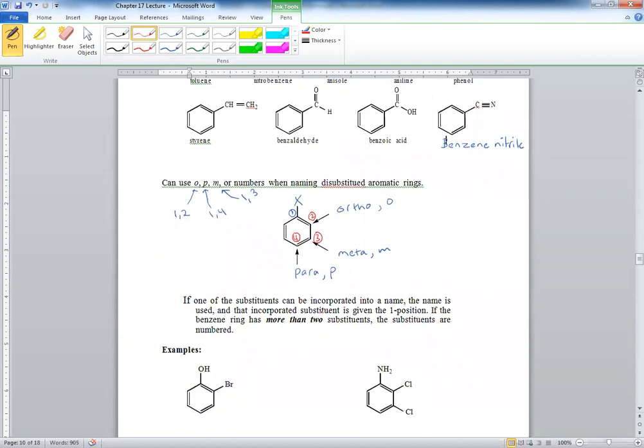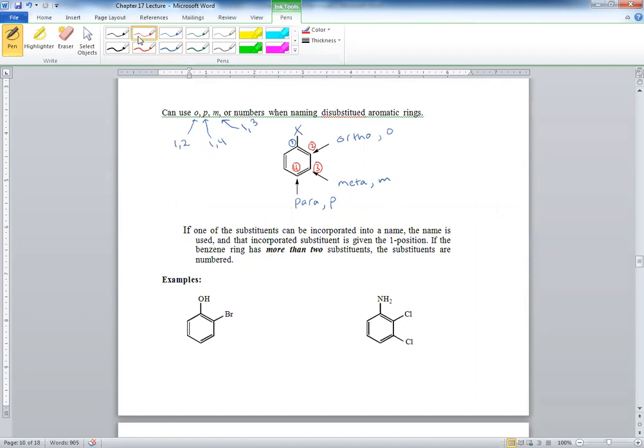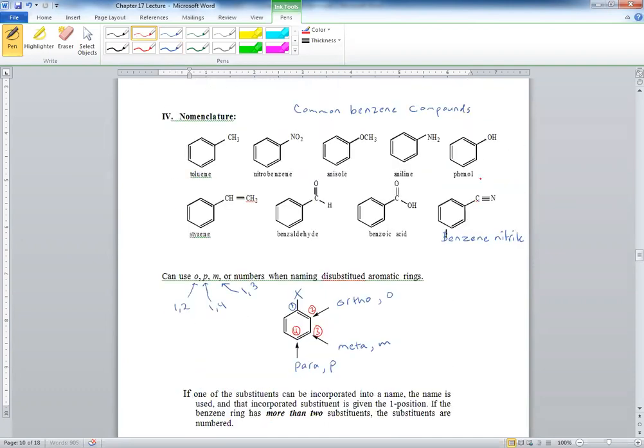So if one of the substituents can be incorporated into a name, then the name is used and that incorporated substituent is given the 1 position. If the benzene ring has more than 2 substituents, the substituents are numbered. So the ortho, para only applies to 2 substituents, just 2 substituents. So here, for example, we can name this one. Does it have a common name here? Yes. The one with OH is called phenol.